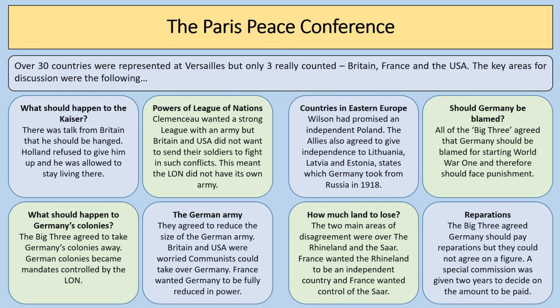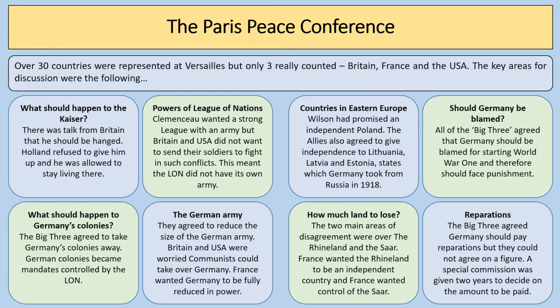Now, in the end, what they agreed to do is to demilitarize the Rhineland so that Germany couldn't put soldiers in the Rhineland. And then the Saar was basically controlled by the League of Nations for 15 years. And then there was a plebiscite, which did actually take place, a plebiscite being a type of referendum, to decide whether France or Germany should control the Saar area.